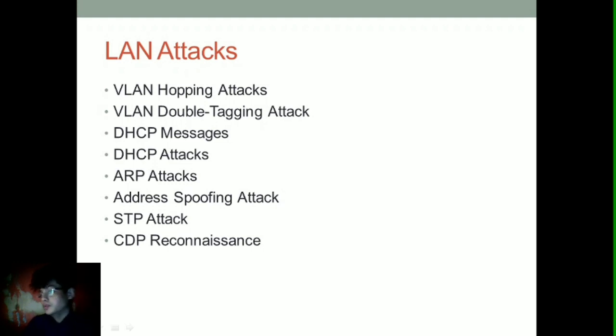And the next one, which is DHCP messages. DHCP servers dynamically provide IP configuration information including IP address, subnet mask, default gateway, DNS servers, and more to clients. And the DHCP attacks. Two types of DHCP attacks are DHCP starvation and DHCP spoofing. Both attacks are mitigated by implementing DHCP snooping.